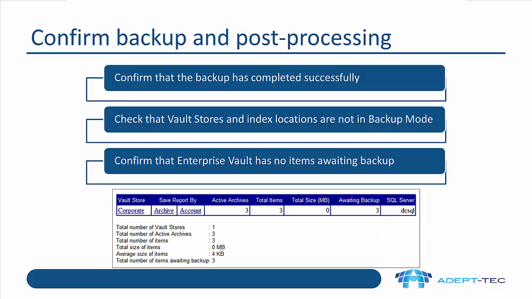The next thing we should do is confirm backup and post-processing. So confirm that the backup is completed successfully, and obviously that will depend on the backup product that you're using. Also check that the Vault stores and index locations are not in backup mode, and I'll show you how to do that when we get to the demonstration. Also confirm that Enterprise Vault has no items awaiting backup. So we can do that using the usage web page, which you can see in the screenshot there. Once again, I'll show you that in the demonstration.